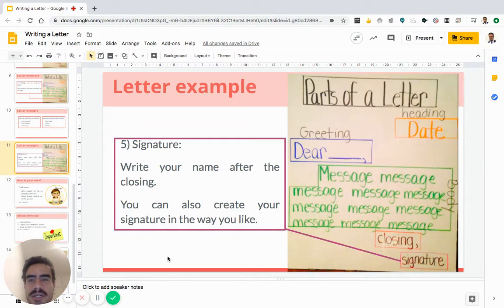Then the last part of your letter should be the signature, where you write your name after the closing. You can just write your name like Mr. Farco, or you can also create your signature in the way you like. You can create one.